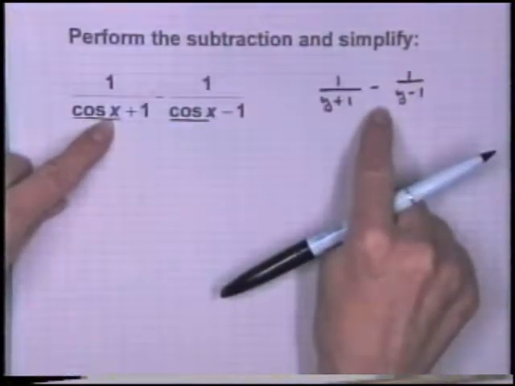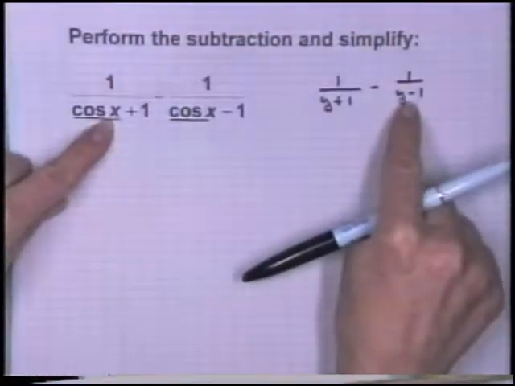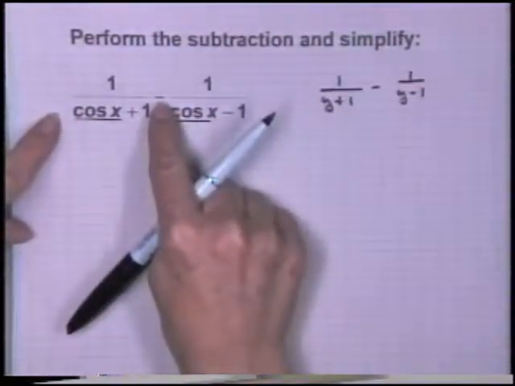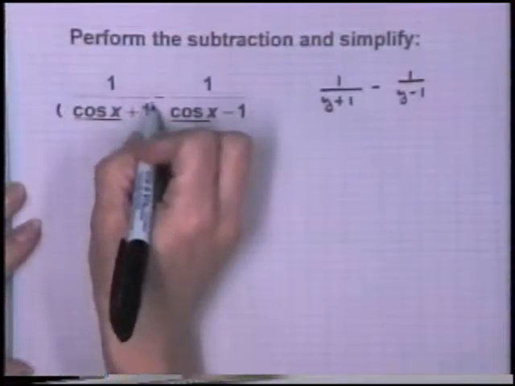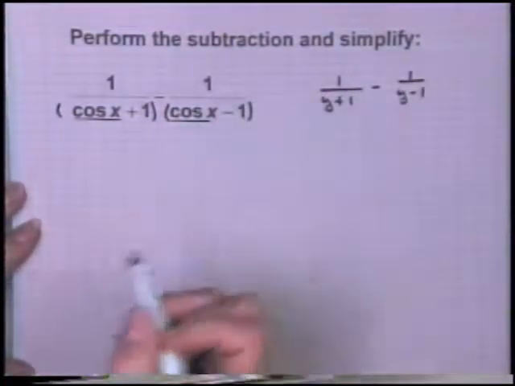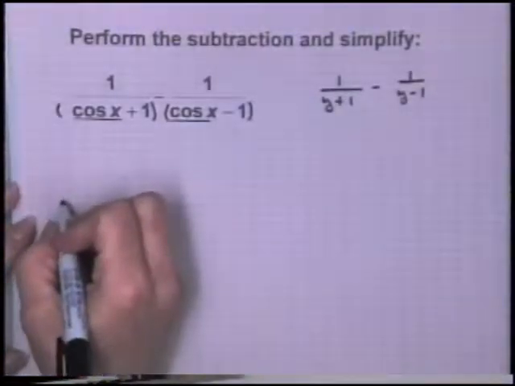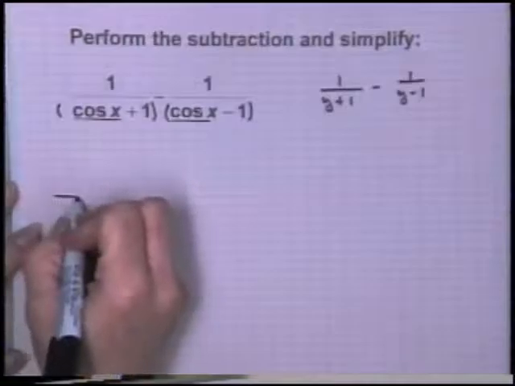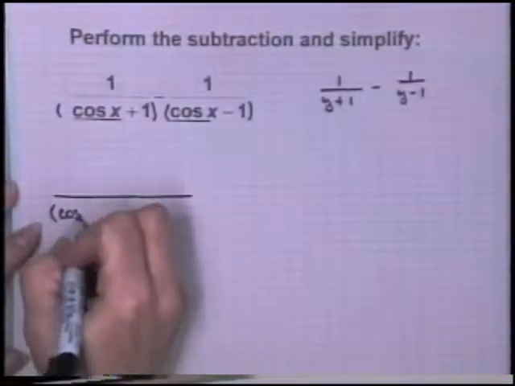So thinking about a problem like this from algebra, we would get a common denominator of y plus 1 times y minus 1. So to do this subtraction, we're going to get a common denominator, and our common denominator will contain the factors cosine x plus 1 and cosine x minus 1. So I'm going to come down here. We will be creating new fractions.